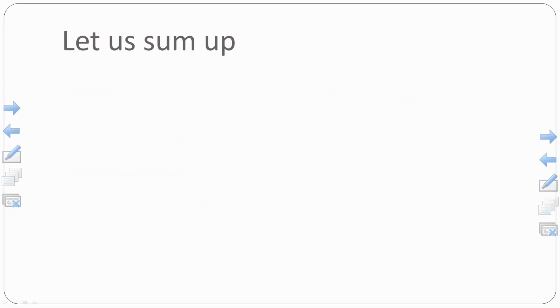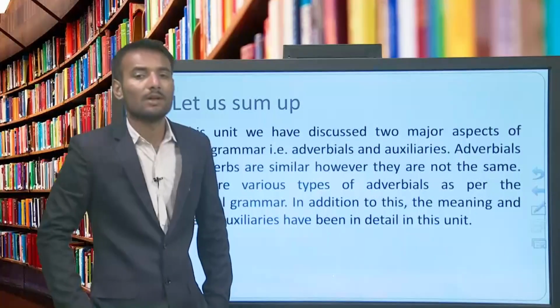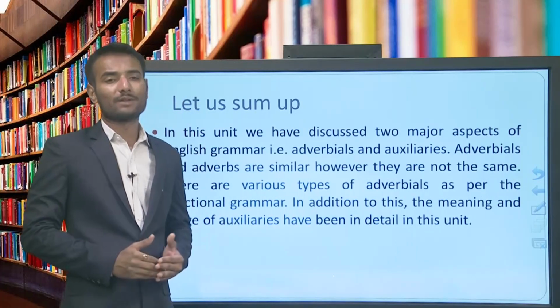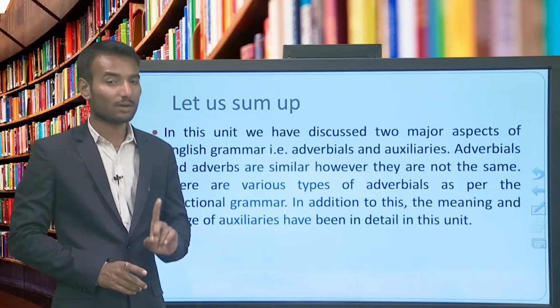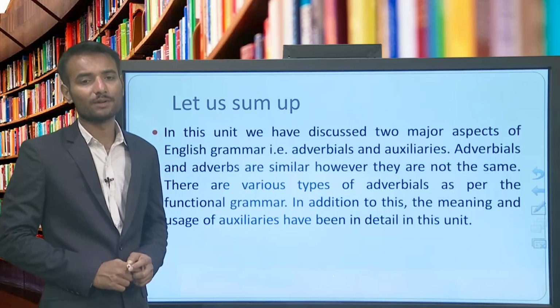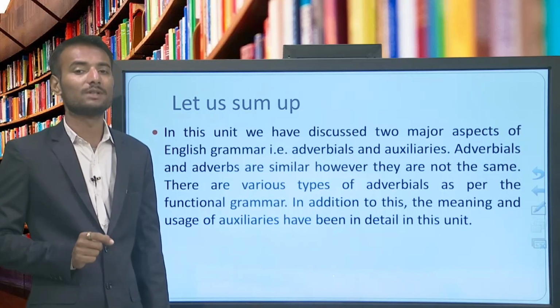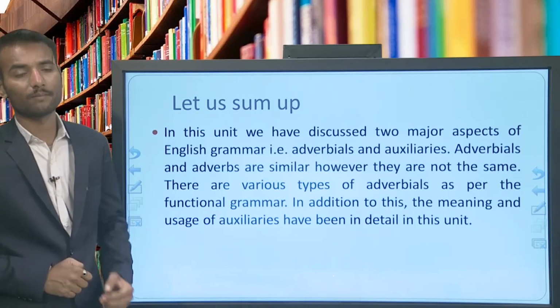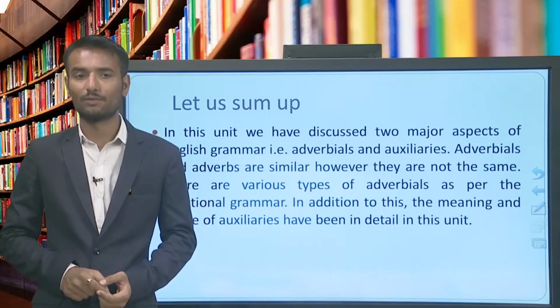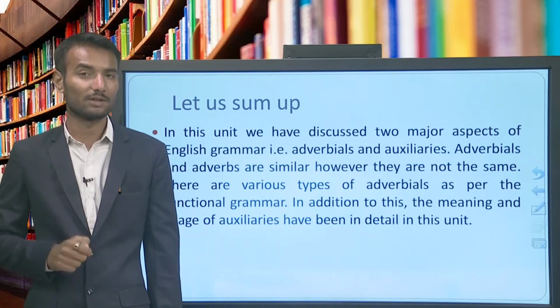Now let's look at the final slide, how we sum up this thing. In this unit we have discussed two major aspects of English grammar: one is adverbials and the second is auxiliaries. Both are very similar; however, they are not the same. They look very similar, but there are various types of adverbials as per functional grammar. In addition, the meaning and usage of auxiliaries have been explained in detail in this unit. At the end you will find there are many things given in your unit, including exercises and a good number of keywords which will increase your vocabulary.